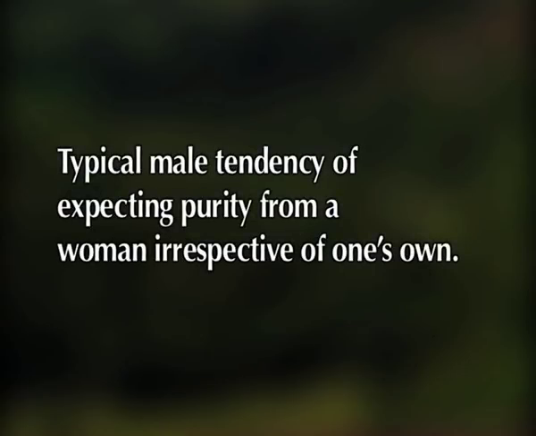This shows the typical tendency of a man towards women, assuming her a tool for gratification. Tess's marriage turns unhappy once again. Her past life is revealed to her husband, Angel Clare. Tess forgives him for his past deeds, but he does not. It shows the typical male tendency of expecting purity from a woman irrespective of one's own.